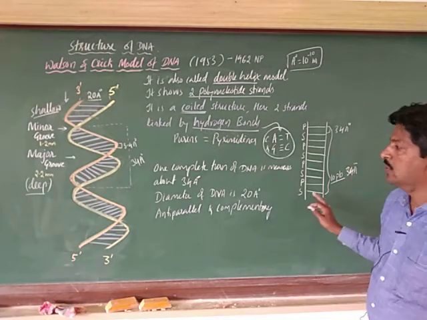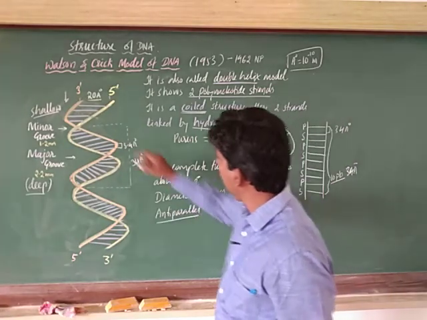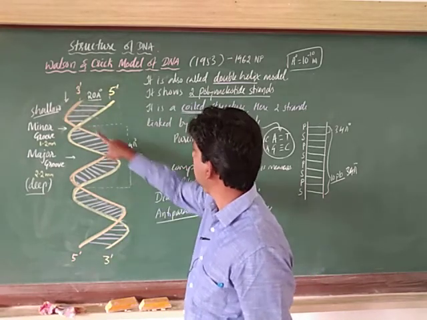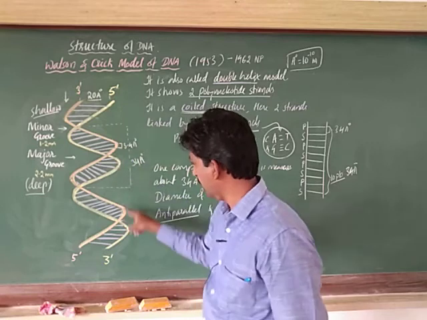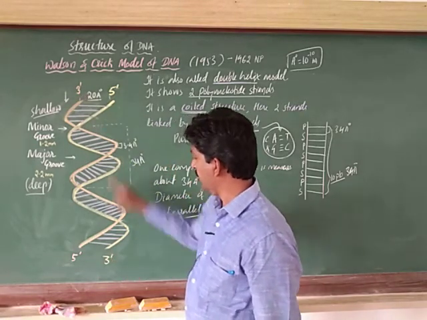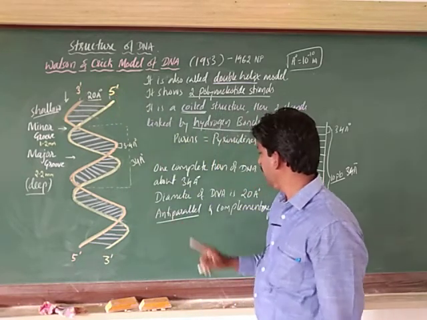Okay. So this is anti-parallel. Anti-parallel means they are in opposite directions, they run in opposite directions. This one runs in this direction and this one in this direction. Okay, from 3 prime to 5 prime. Here this is the opposite way. The 3 prime is here and the 5 prime is here. So that's why we can say anti-parallel.